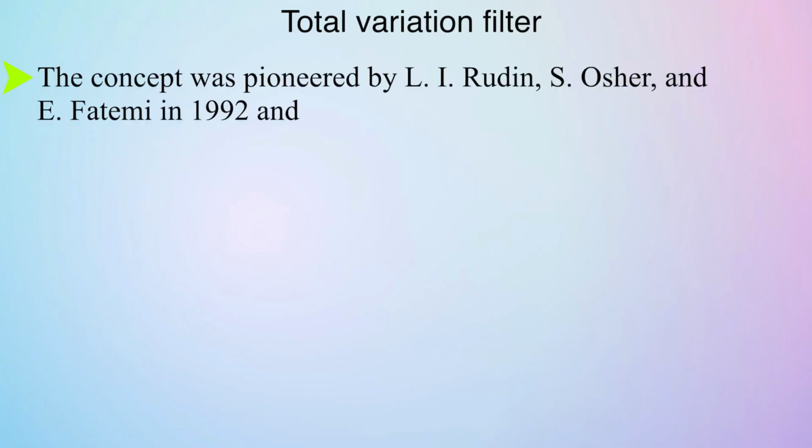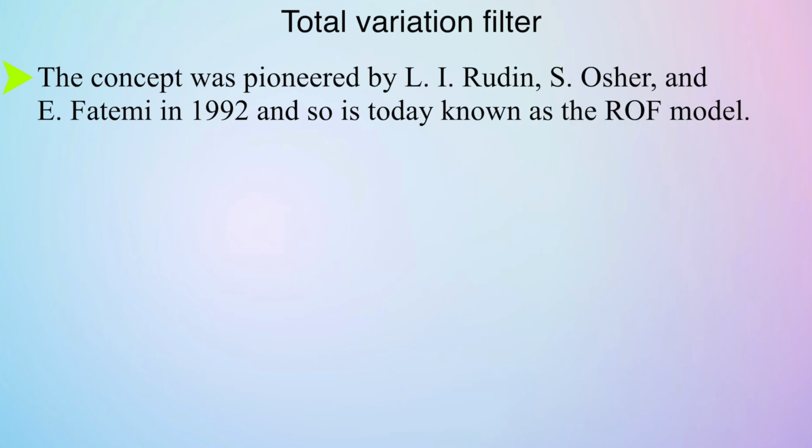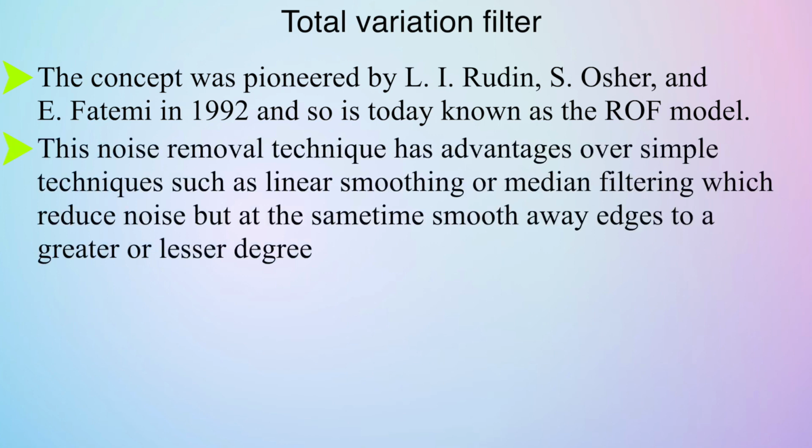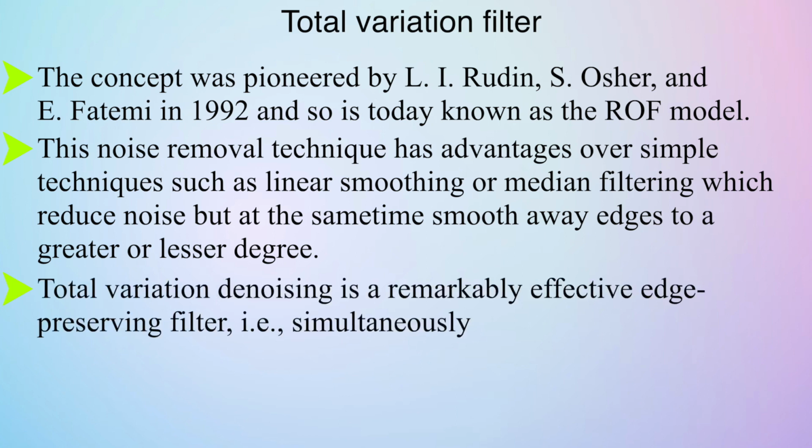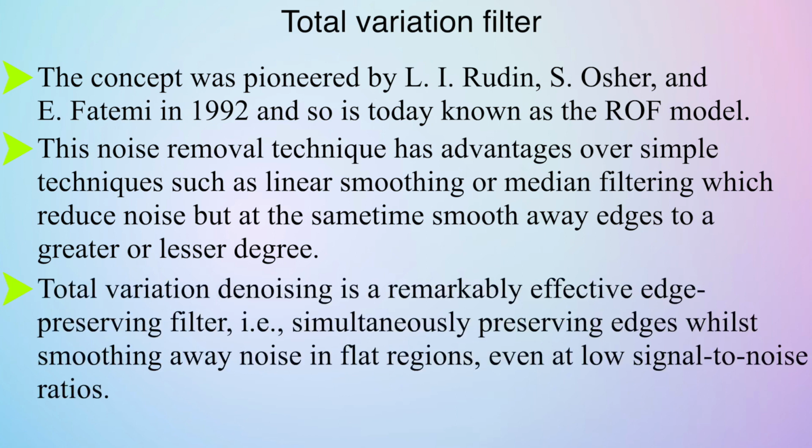The concept of this filter was given by Rudin, Osher and Fatemi in 1992. Therefore, this filter is also known as the ROF model. This noise removal technique has an advantage over simple techniques such as linear smoothing and median filtering, which reduce the noise but at the same time also smooth the edges. It is a little better method. Total variation denoising is effective for edge preserving, in that it simultaneously preserves the edges and smoothens the noise.